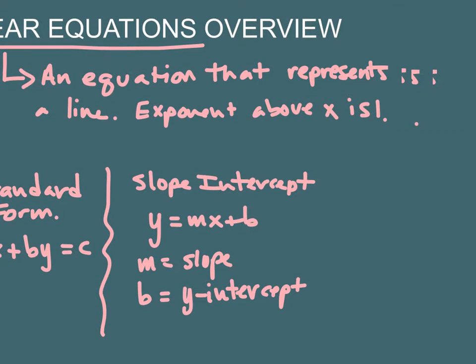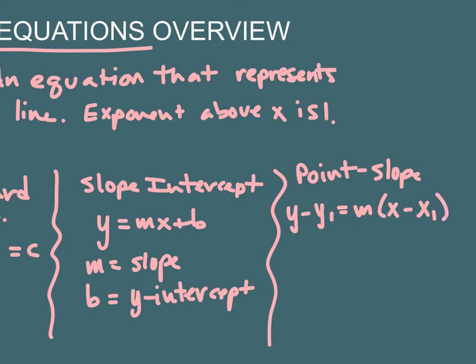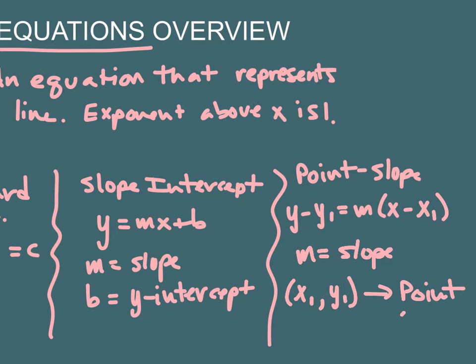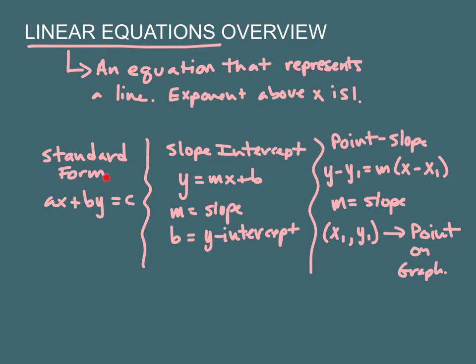And then the other one is called point slope form. Okay. And that's y minus y sub 1 is equal to m times x minus x sub 1, where m is your slope, and x sub 1 comma y sub 1 is a point on the line, or on your graph, however you want to say that, okay? So that's the idea, all right? That's what we've got. So we've got these three forms here: standard form, slope-intercept form, point slope form. We will use all of these, okay?